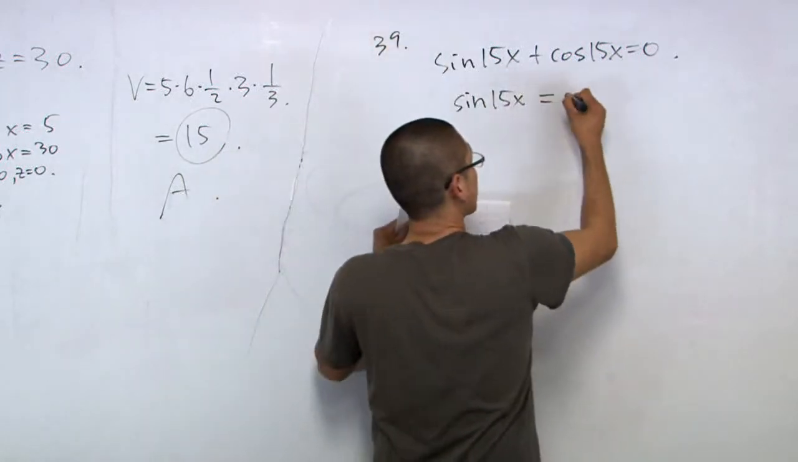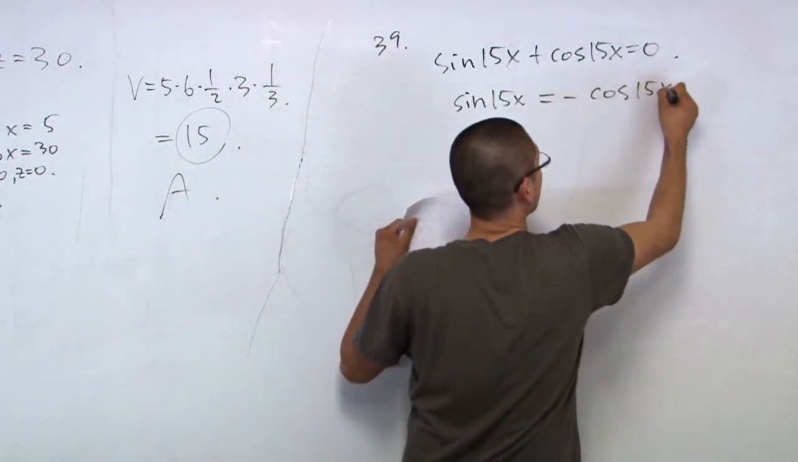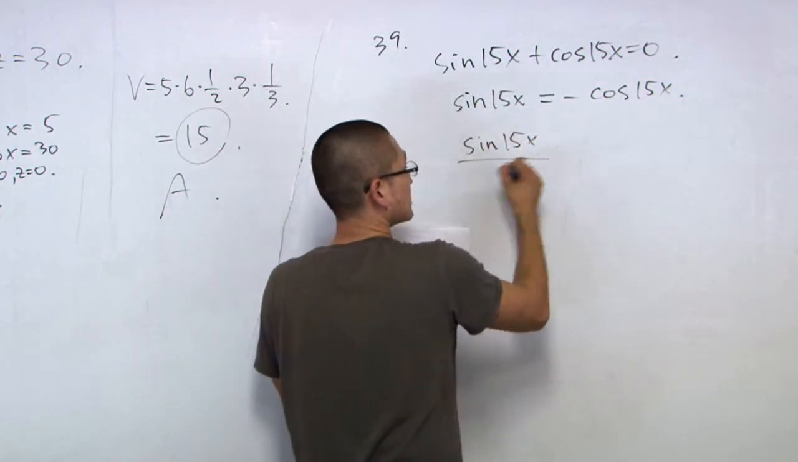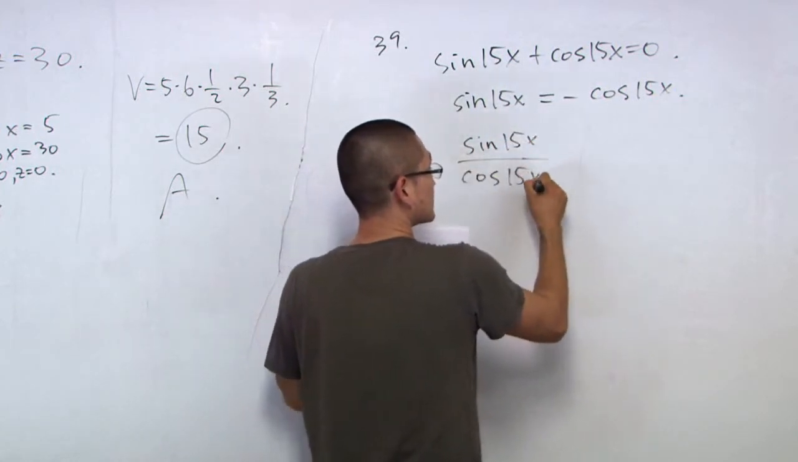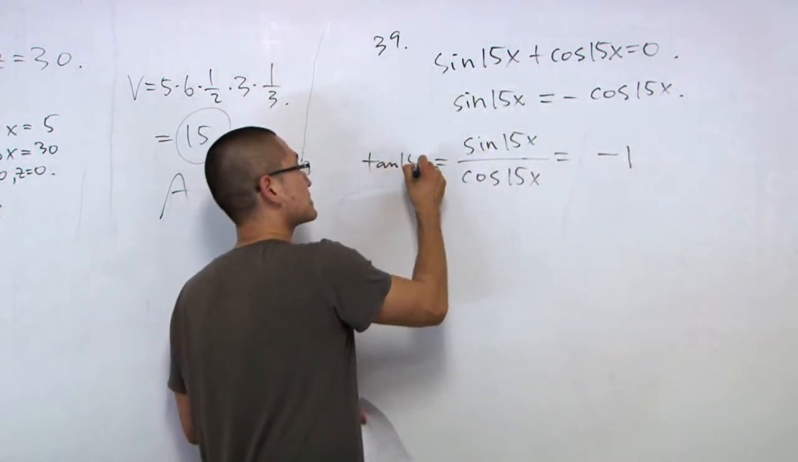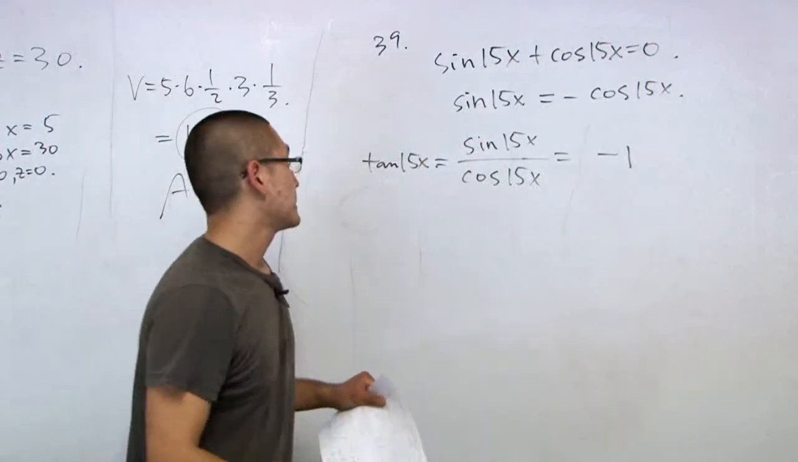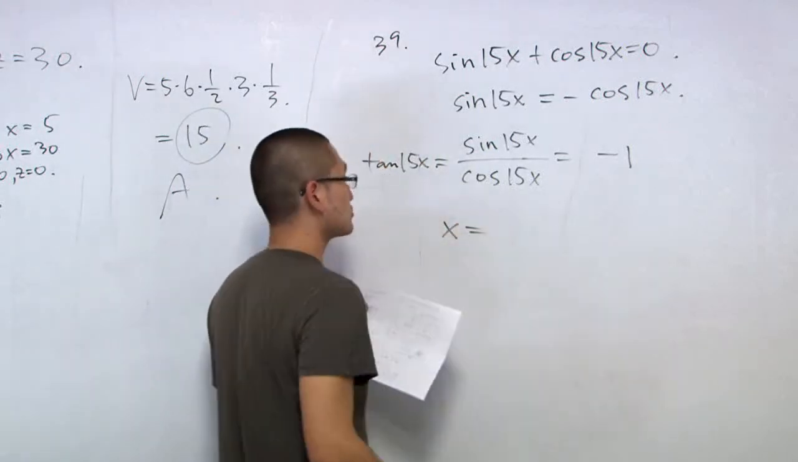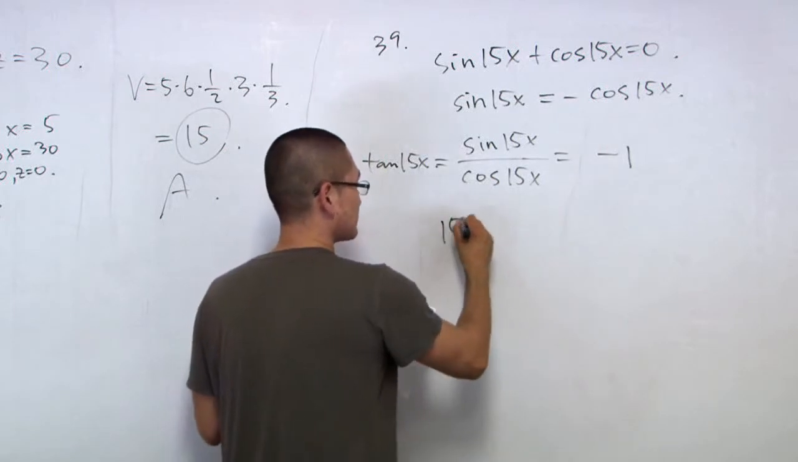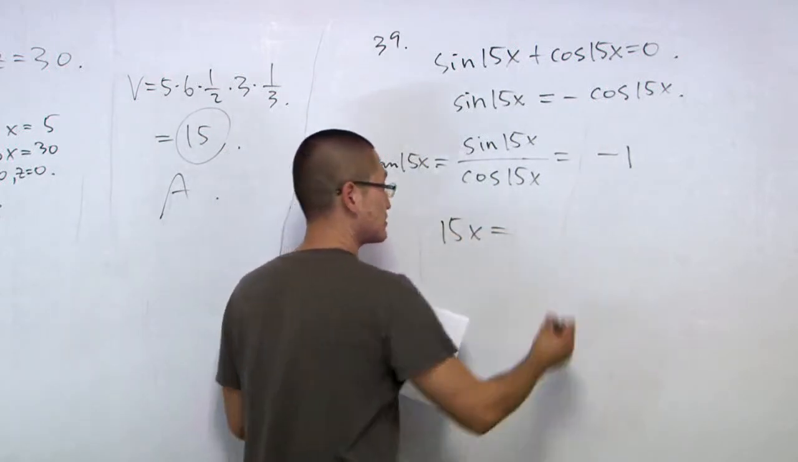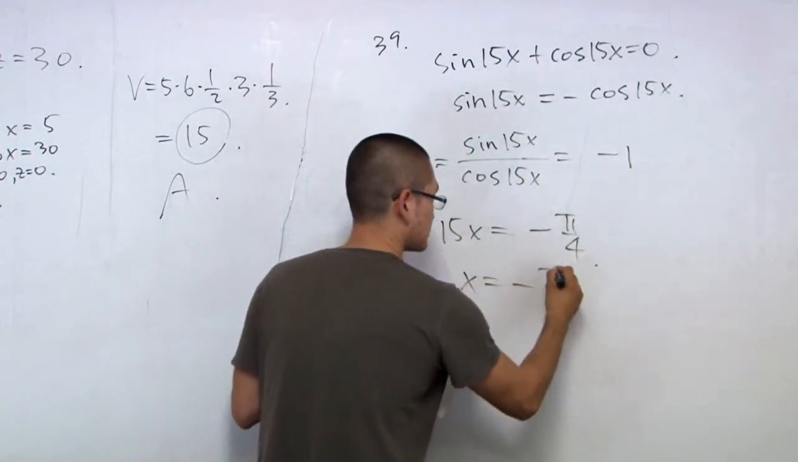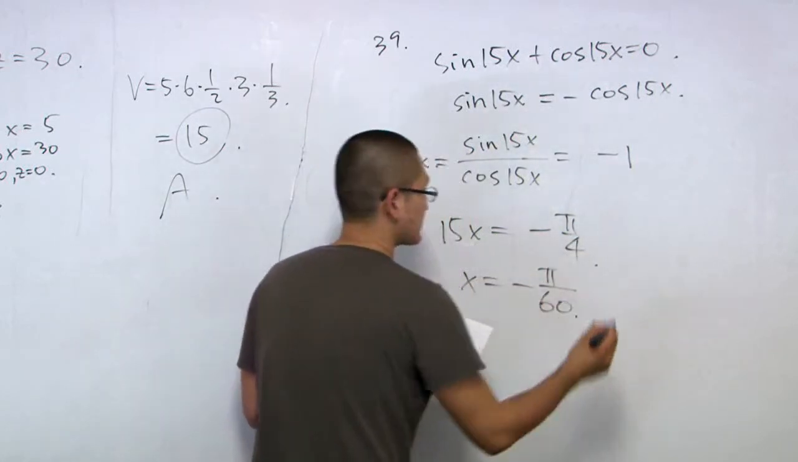But I just did it this way, that if you move it over, it's really saying sine 15x over cosine 15x is going to be equal to minus 1, which is equal to tangent 15x. So x is equal to tangent inverse, and then we're going to get that. So 15x is basically minus pi over 4, and x is equal to minus pi over 60.